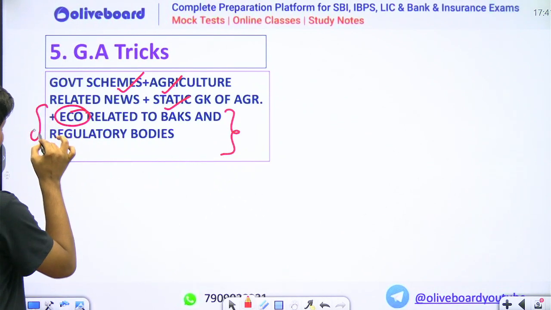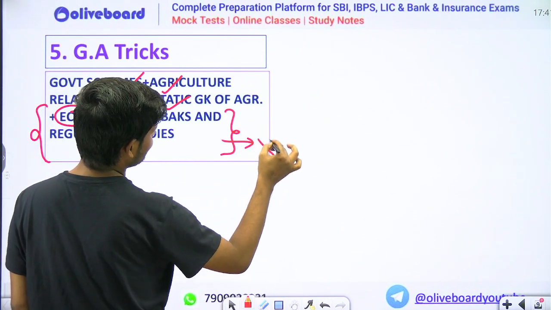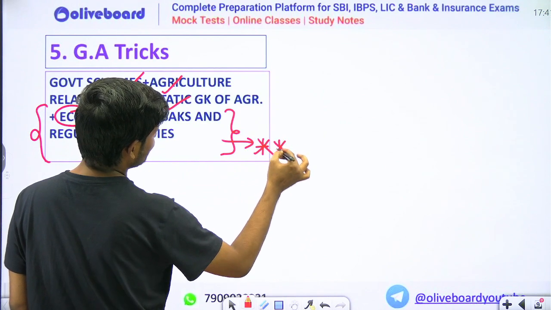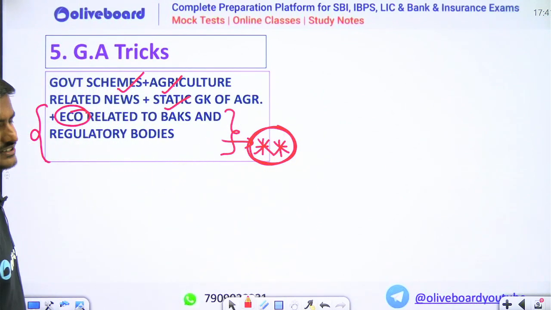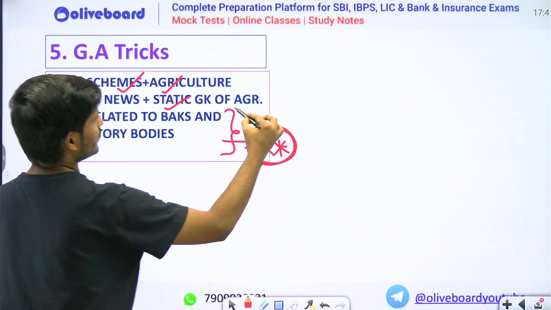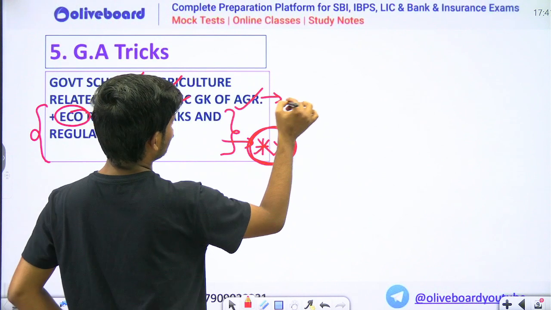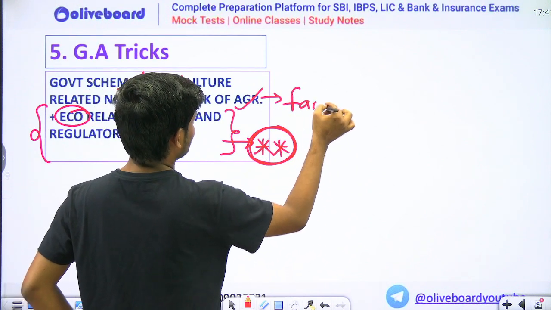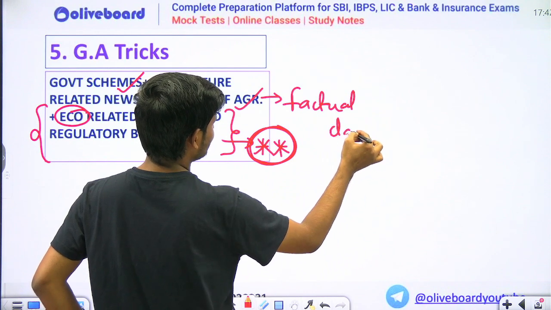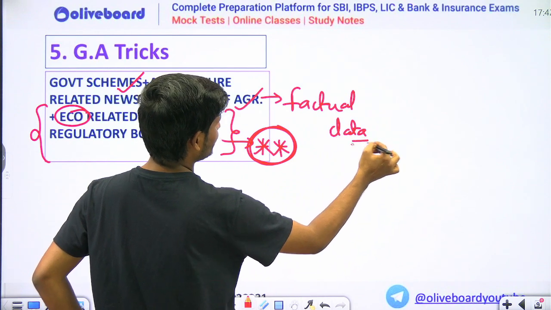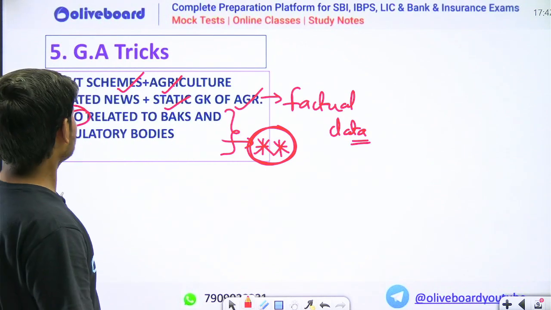This economic news related to the banks and regulatory bodies is very important when it comes to GA, especially static news about banks or regulatory bodies. You will be learning static GK of agriculture. Why? In order to learn the factual data, because data is also being asked. So in order to learn the factual data, you will be learning the static GK of agriculture.